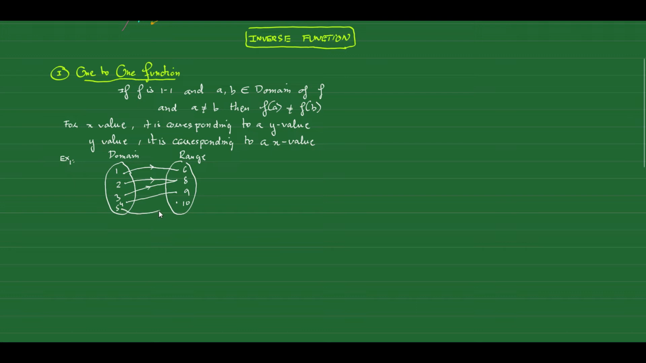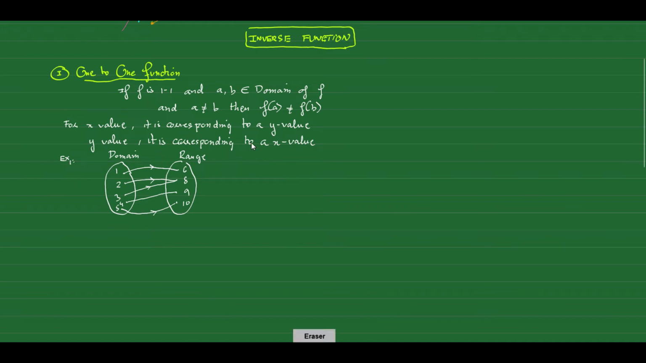And this one is assigned to this. So we know that this is a function, but you see that 2 is assigned to it and 3 is assigned to it. It contradicts this statement, because according to this statement, for each x value, it corresponds to a y value, and for each y value, it corresponds to only one x value.